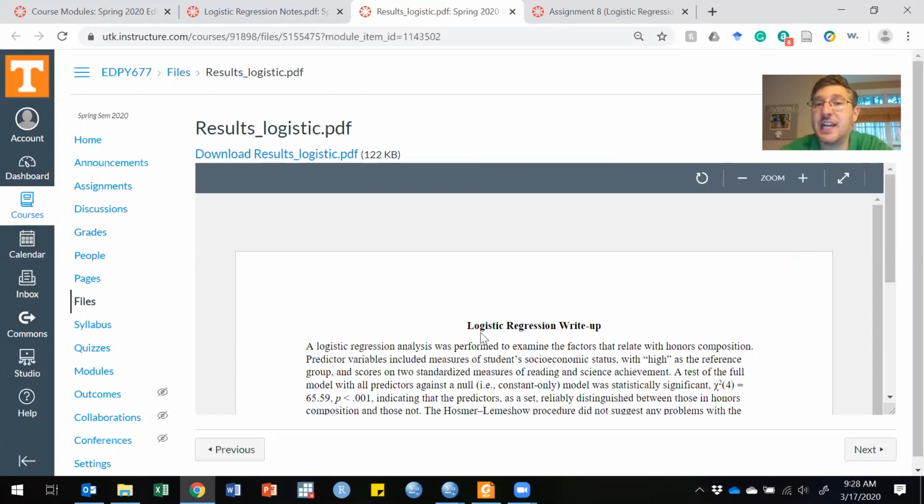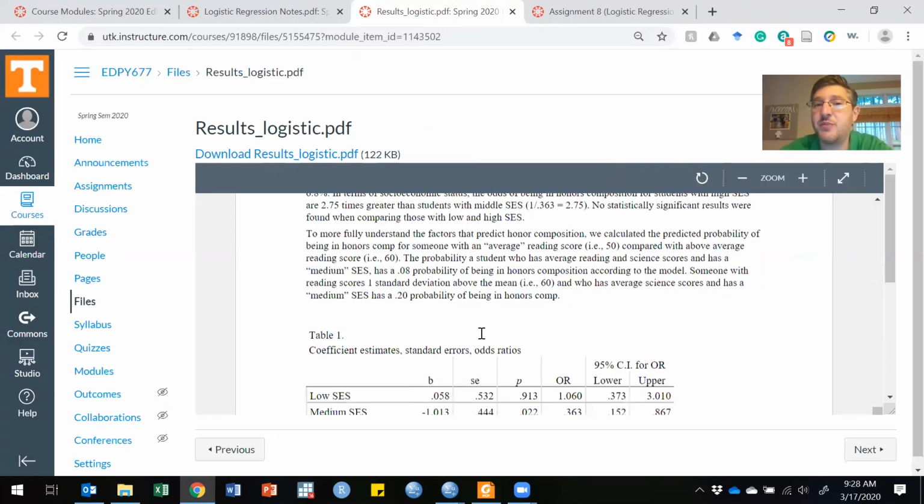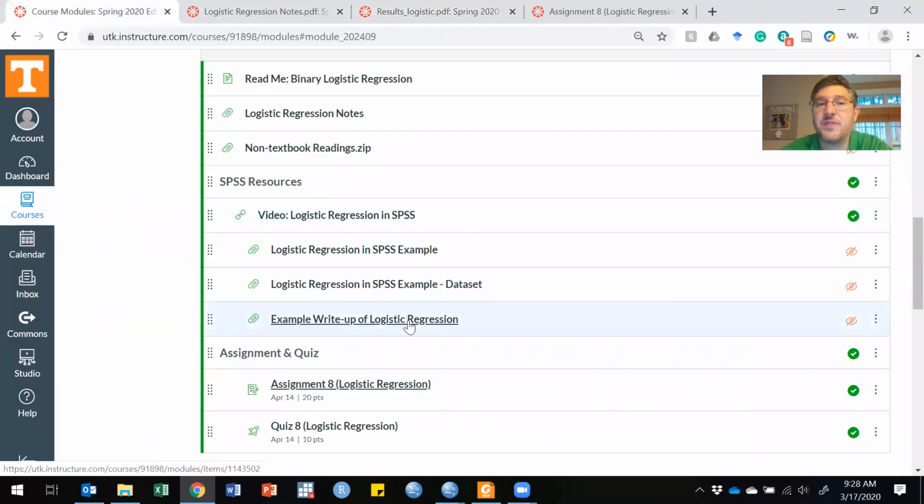I've posted an example write-up for logistic regression, so you can see how you would present the results from a logistic regression analysis. So you can see that here. You'll find it on here as well.